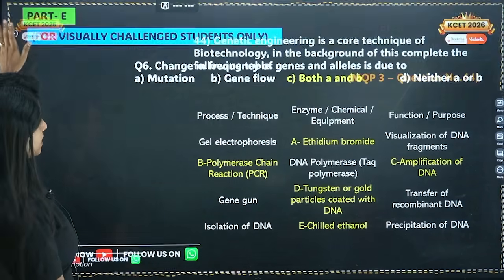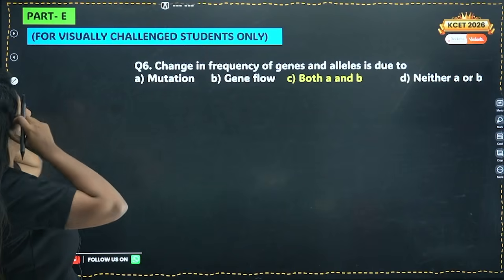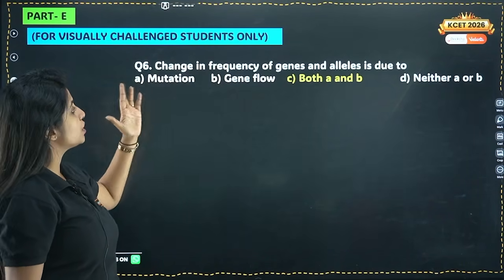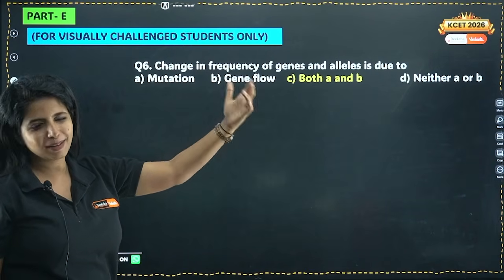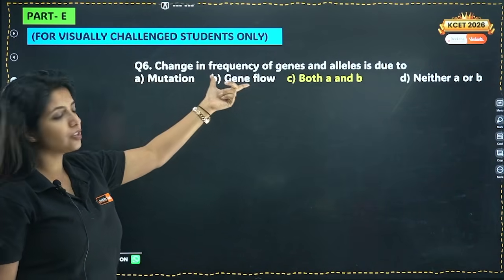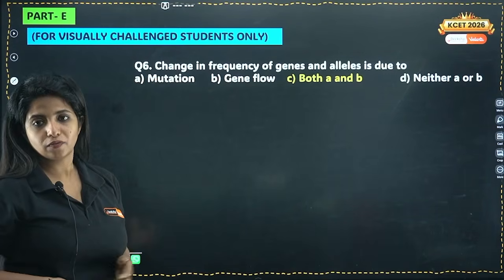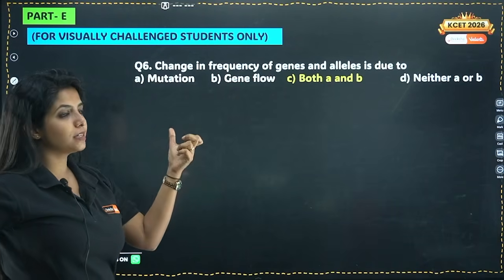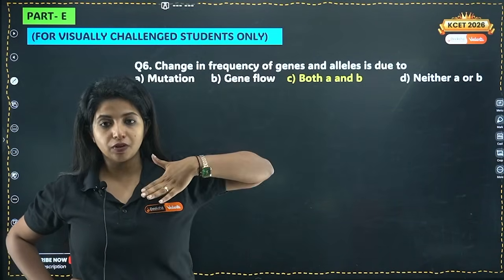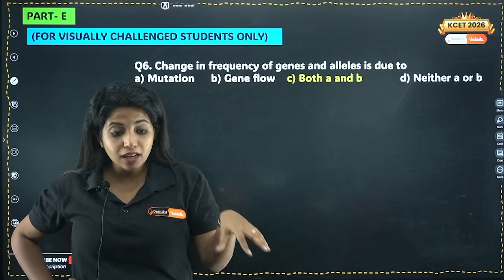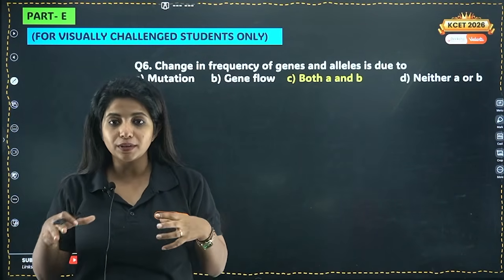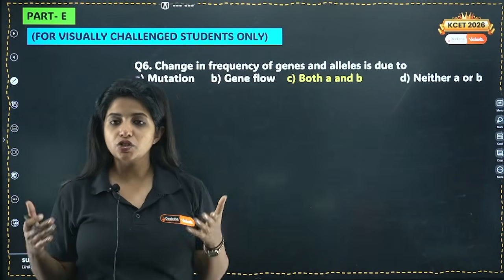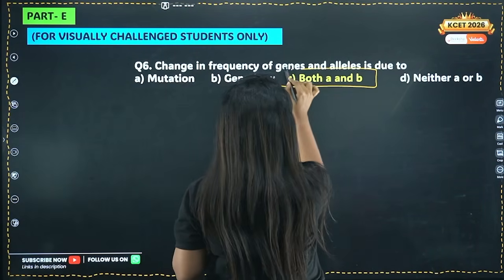Okay? Next. This is for the visually challenged students only, but I have anyway covered it. Change in the frequency of genes and alleles is due to mutations, gene flow, both A and B, neither A nor B. So you know the answer. It is both mutation and gene flow. Mutation means any change in the genetic material, so obviously it is going to change the alleles. You might find new alleles. Gene flow is basically, suppose I am in India, someone from Africa came over here. They came along with their genes also. So the allelic frequency which was there is being tampered. Something new is also coming in. So obviously there is a frequency change in the case of alleles. So I'll say both A and B is your answer.